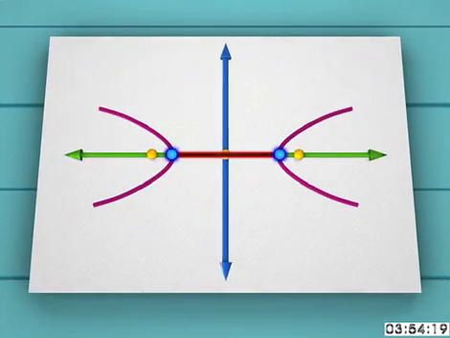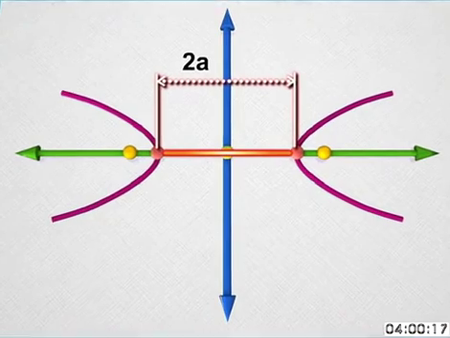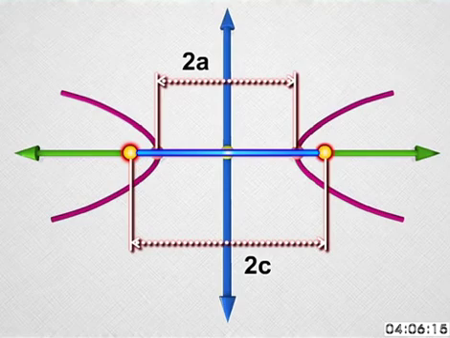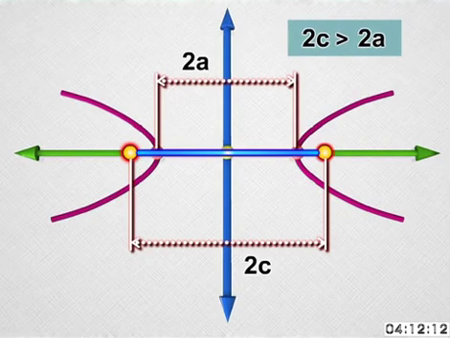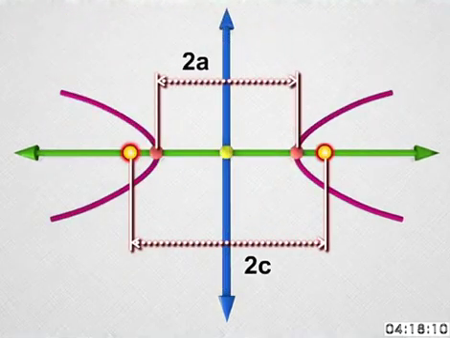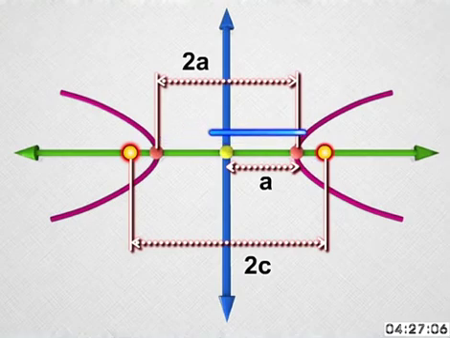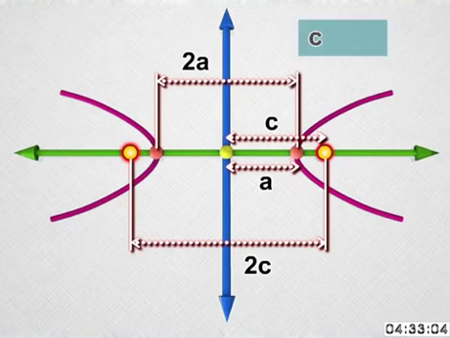While the length of the transverse axis is generally denoted as 2a, the distance between the two foci is denoted as 2c. Also, 2c is always greater than 2a. One half of the transverse axis is denoted as a and one half of the distance between the two foci is denoted as c. Since c is always greater than a, c square is greater than a square.